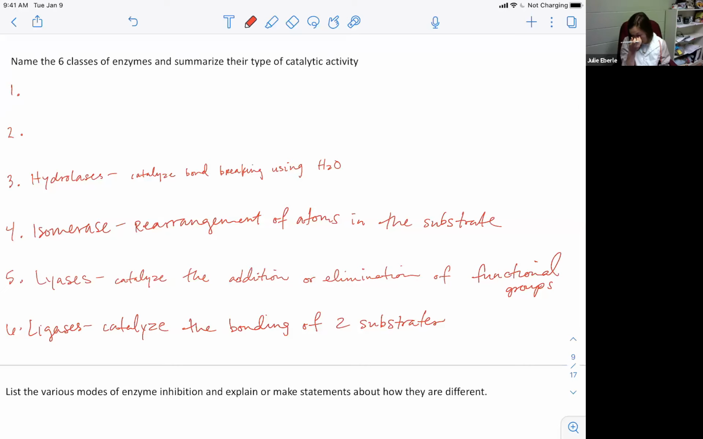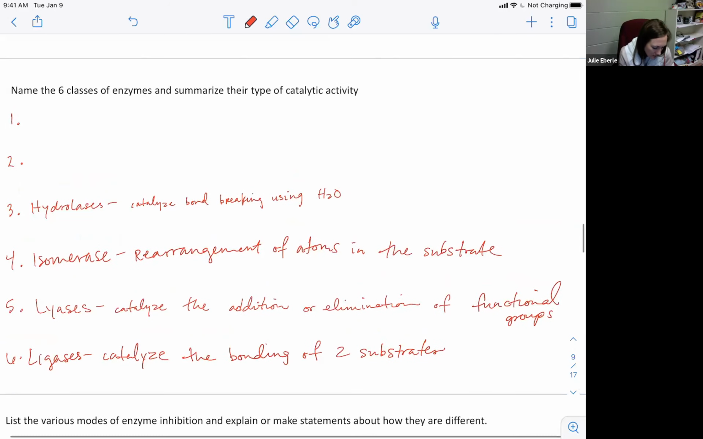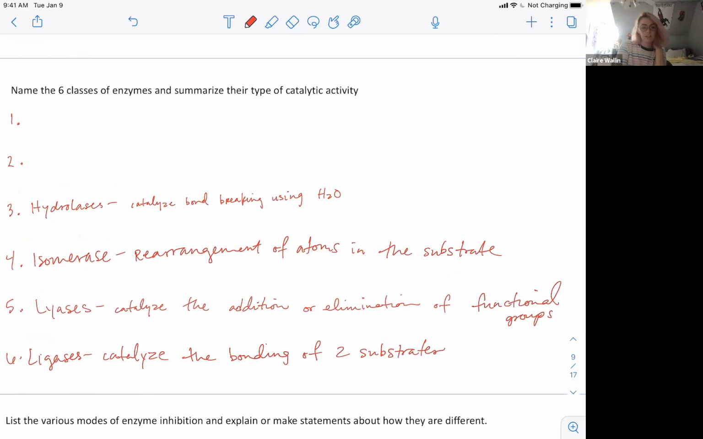Isomerase catalyzes the rearrangement of atoms in the substrate. Nothing's added or removed, we just rearrange. We have some isomerases in glycolysis. What was that, Claire? Transferase. Yep.